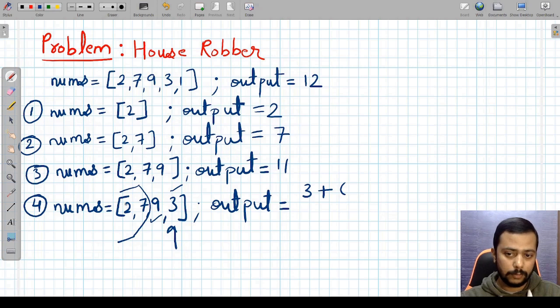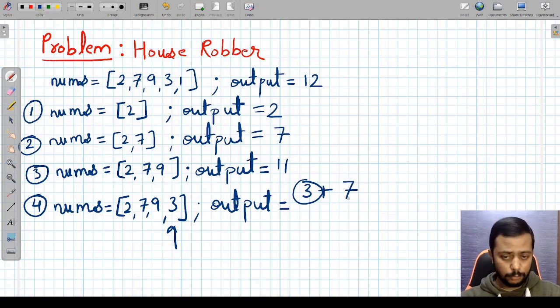And I already know the answer for 2 comma 7, which I have calculated here. So here, if I pick 3, I will get the value 3 because I am robbing the house with value 3. Then I will get whatever is the value for 2 comma 7, which I have already calculated, which is 7. So this is the case when I'm choosing to rob the house with value 3. But since I don't know which option is optimal for me, which will give me the overall maximum result, by robbing the house with value 3 or not robbing it.